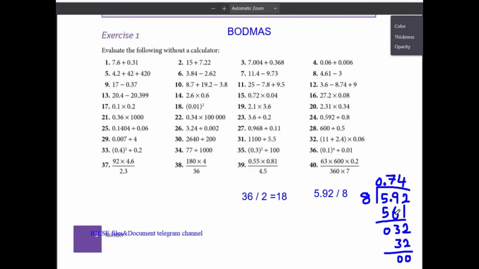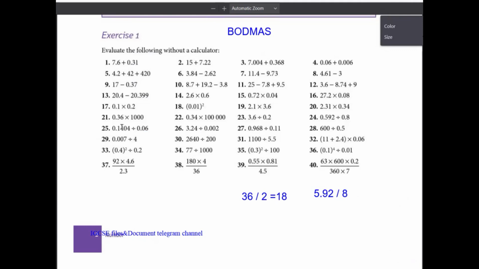Are we clear? Yes. Now let's see this number, number 25. We have 0.1404 divided by 0.06. We want it to be a whole number, right? Yes. To make it a whole number, we need to multiply by what? We need to multiply by 100. When we multiply by 100, we need to multiply both of them by 100.